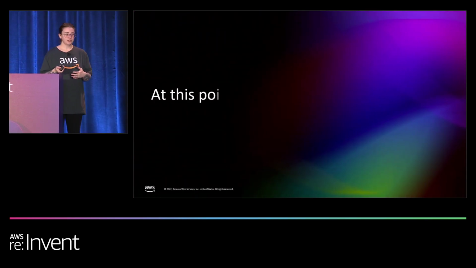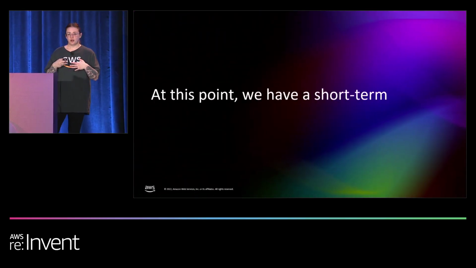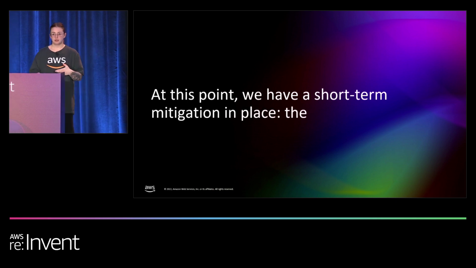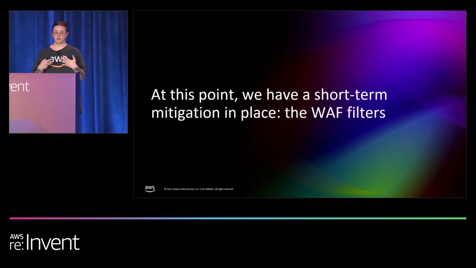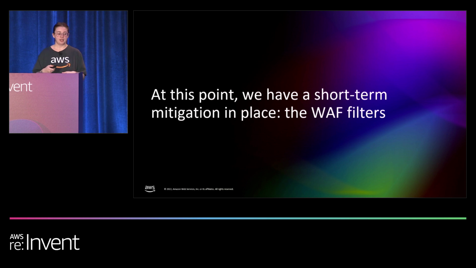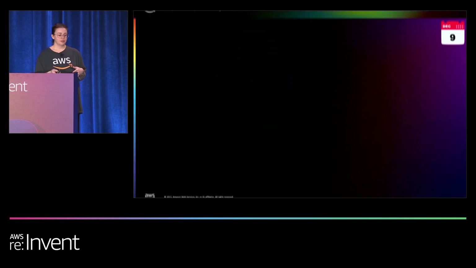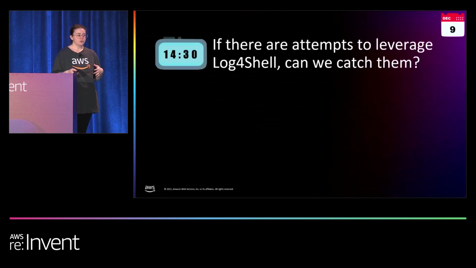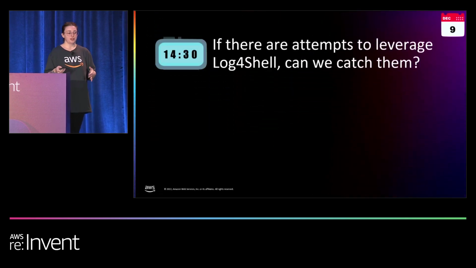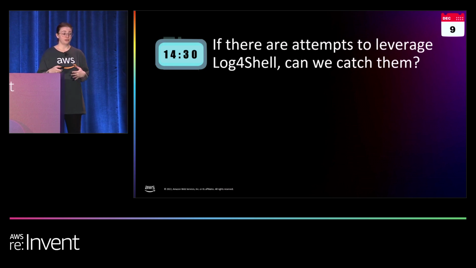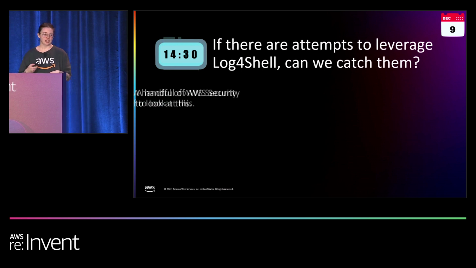At this point, we have our initial mitigations in place, and we have a patch under review from Ryan. It's time to look at what the long-term detection looks like. That means our next question is, if there are attempts to leverage Log4Shell, can we catch them? We think so. So we spin off a handful of AWS security teams at this point to start to look at this.